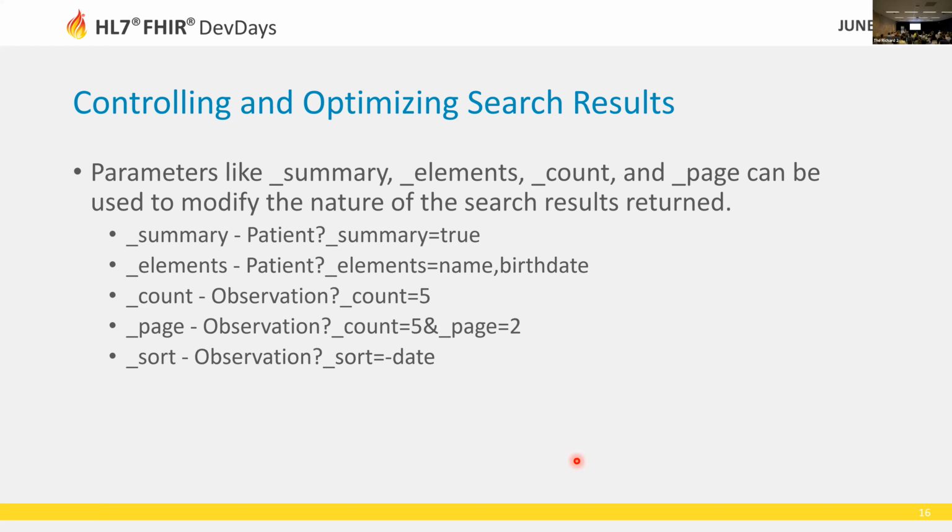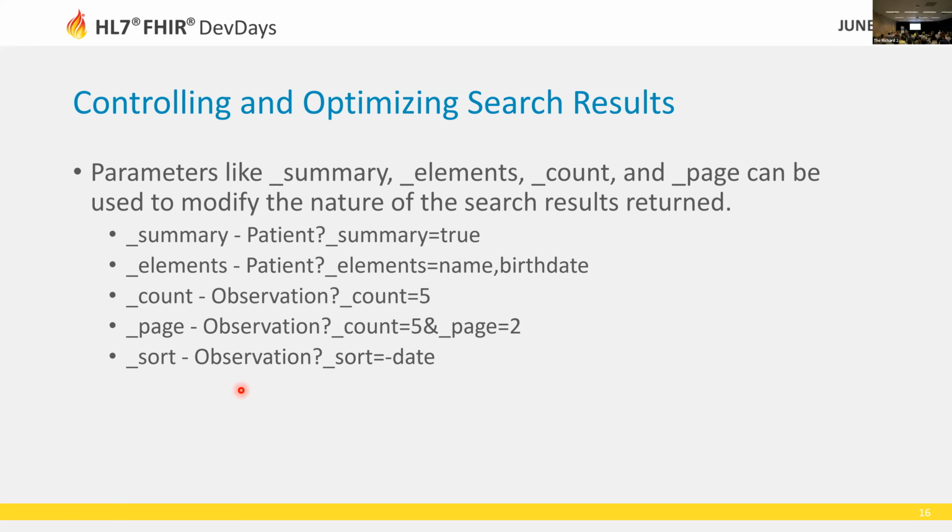You can always use _count. We have _page to return all the observations where _count equals 5 and _page equals true. So if you have large data and it's divided between different pages, to navigate from one page to another, you can actually jump to page 2 or page 3 with this page search parameter.